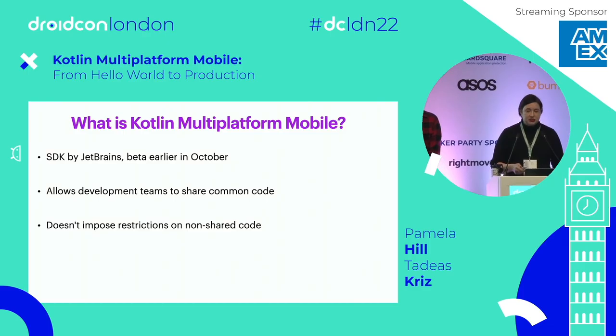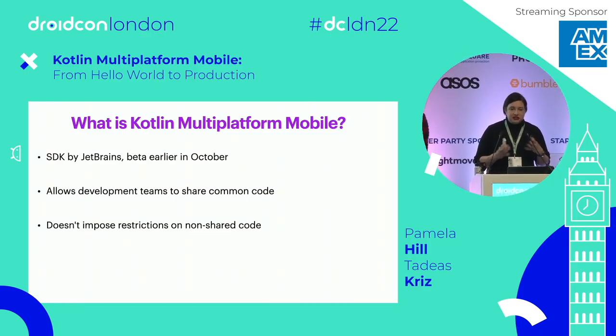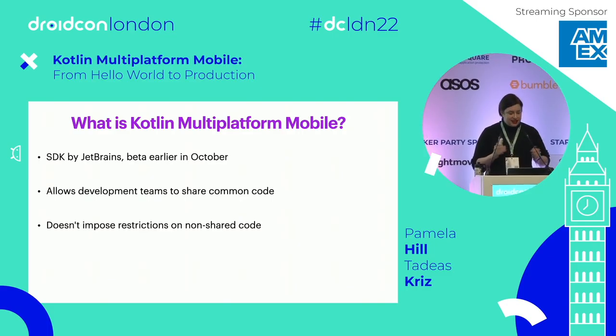Firstly, I'd like to talk about what is Kotlin Multiplatform as a technology in general. First, it's the SDK by JetBrains, yay. And it went into beta early in October. It allows development teams to share common code between Android and iOS, but it doesn't impose restrictions on non-shared code. That means that it doesn't dictate to you what you share and what you don't share, especially not what architectures you use or what design systems.